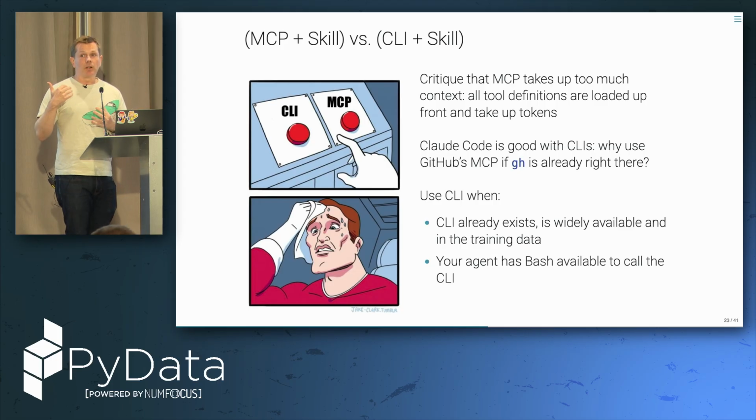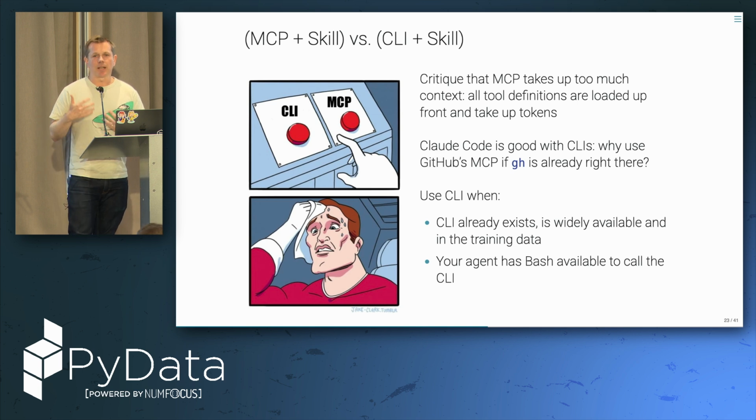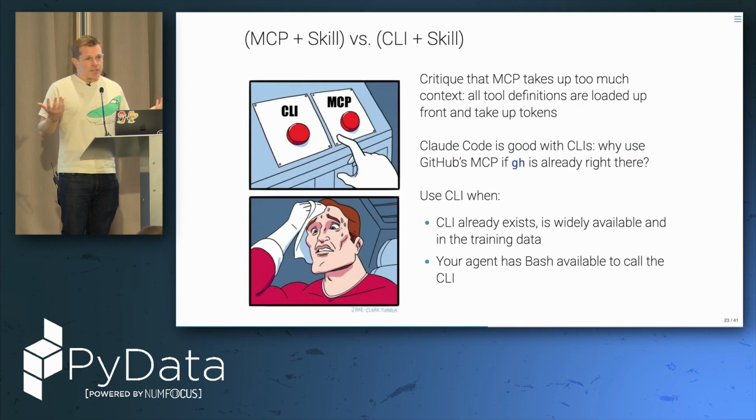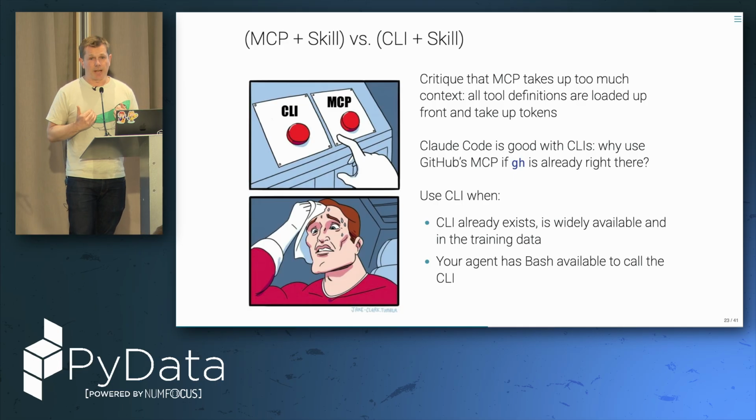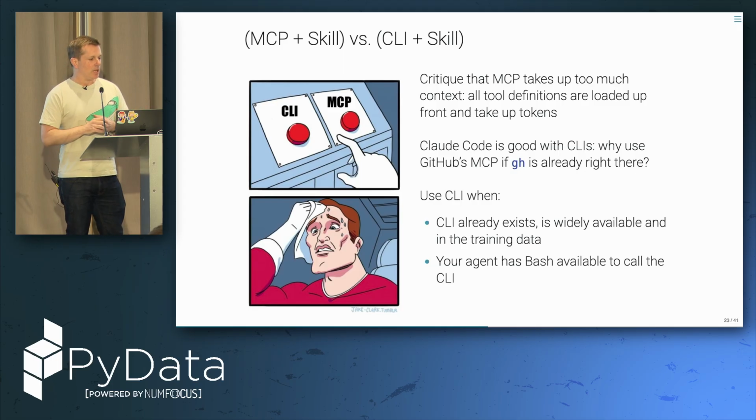And of course, you can only use command line utilities if your agent has access to run commands in the shell, and that's not always the case. You might have an agent that you have deliberately not given shell access to because you just wanted to have other tools. Maybe you're trying to protect against escaping a sandbox or whatever. And so CLI is not always an option.